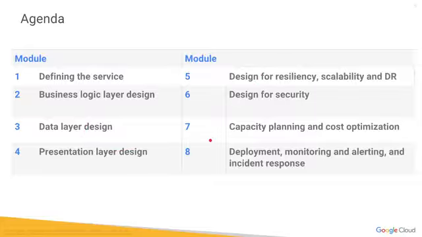And then finally, capacity planning, cost optimization. How much will this design cost? May not even get off the ground if we cannot develop a budget that's acceptable. And then finally, deployment, monitoring, and alerting, and incident response. This is key because we want to create an automated deployment. We want to have an established monitoring and alerting playbook so we understand exactly how we will respond to incidents.